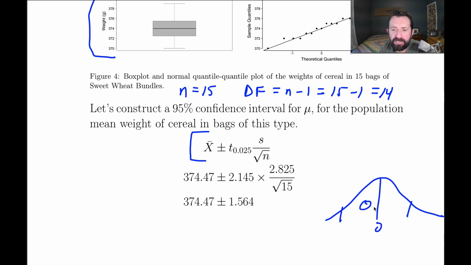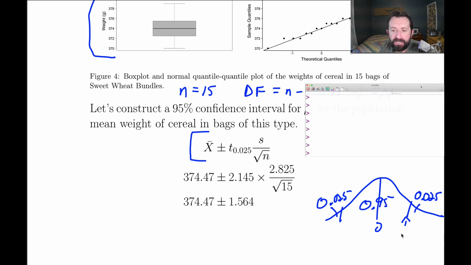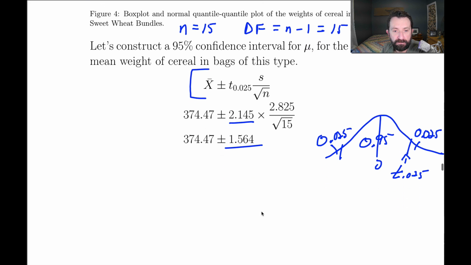we're doing a 95% interval, so we're putting 0.95 in the middle, 0.025 over here, half the area on one side, half the area on the other, and this is the value we want. We want the T value that's our T 0.025 for a T distribution with 14 degrees of freedom: 0.025 to the right, 0.975 to the left. If we put that into R, we get 2.145. Okay, so 374.47 plus and minus our margin of error.